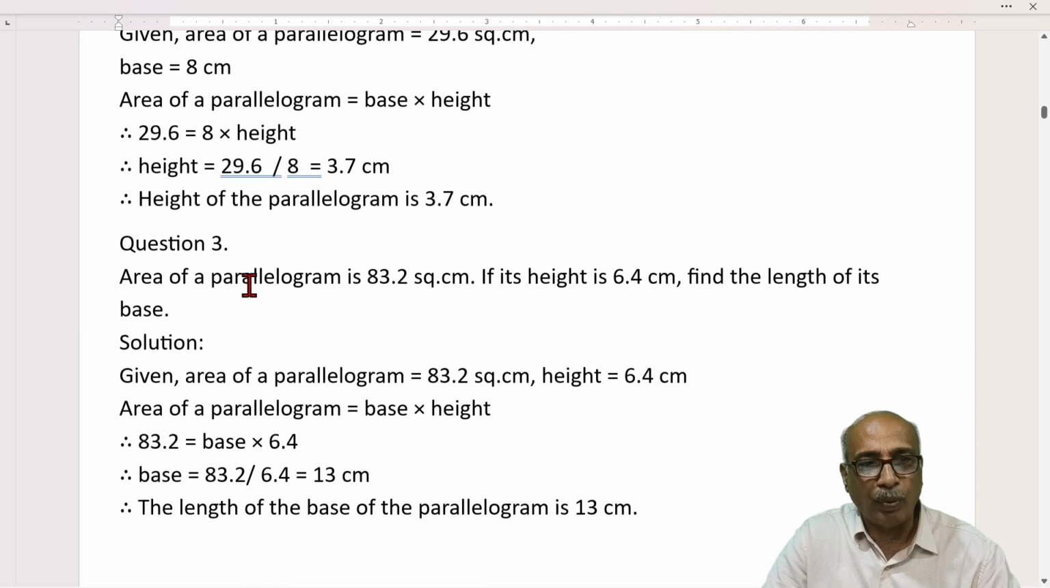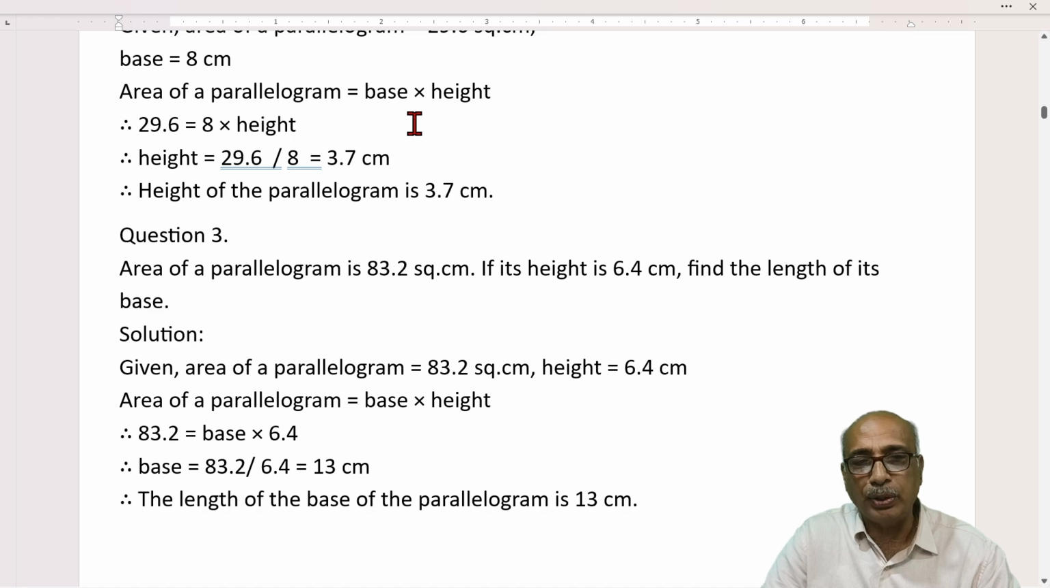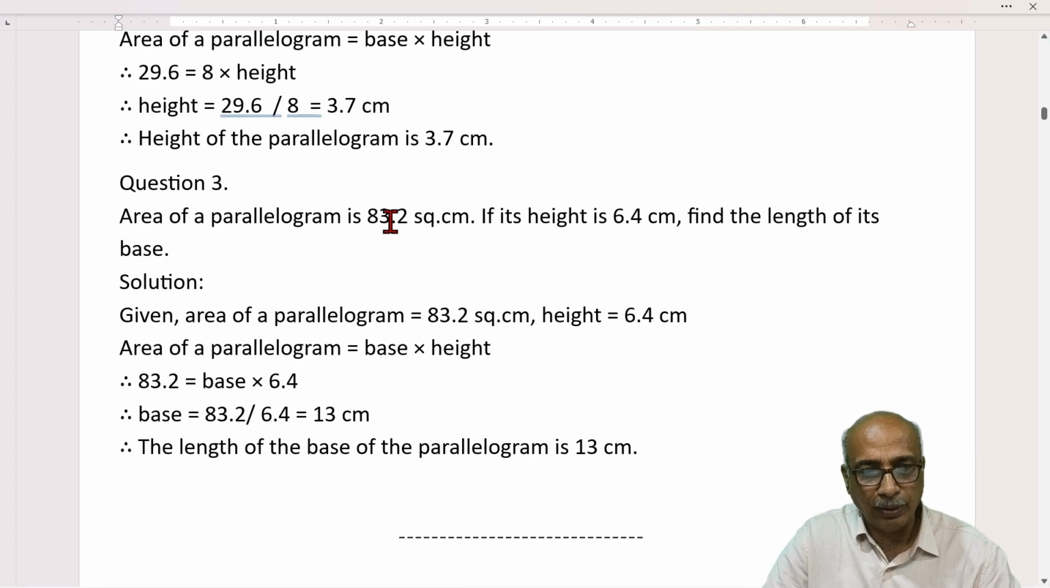So area of parallelogram equals base into height. Here the area is given. So 29.6 equals 8 into height. Therefore height equals 29.6 divided by 8. You will get 29.6 divided by 8 equals 3.7 centimeter. Therefore the height of the parallelogram is 3.7 centimeter.